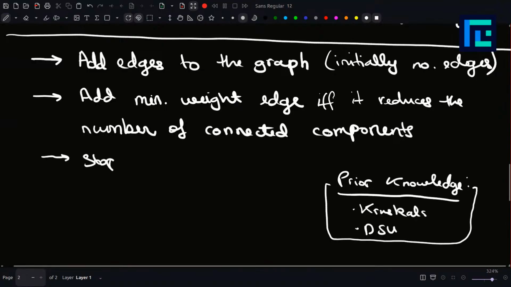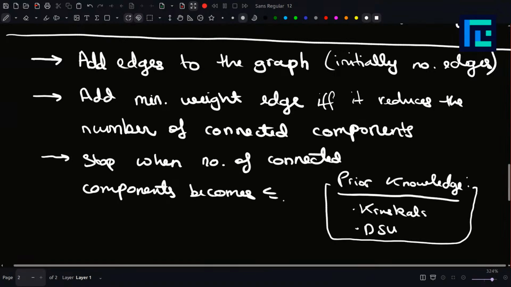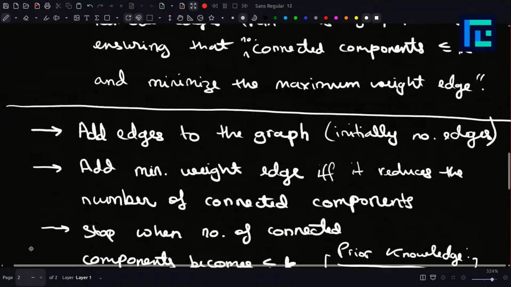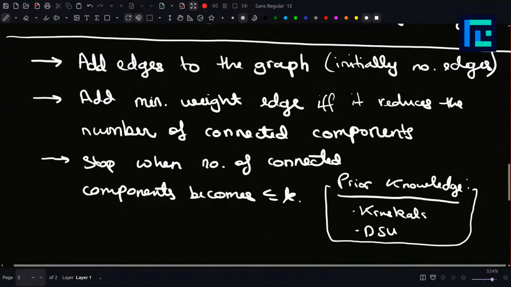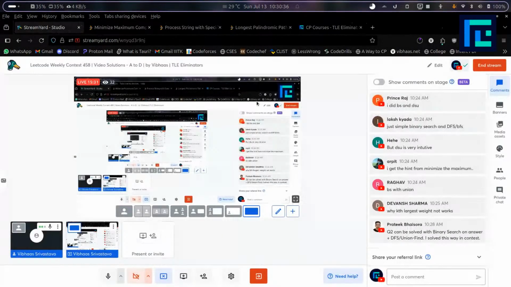Stop when the number of connected components becomes less than or equal to k, right? And why does this work? It's using a greedy idea, very similar to Kruskal's algorithm, by taking the minimum edge weight each time such that two connected components get joined. We are basically finding the least cost to make the number of connected components less than or equal to k, right? So that's the idea for this question.